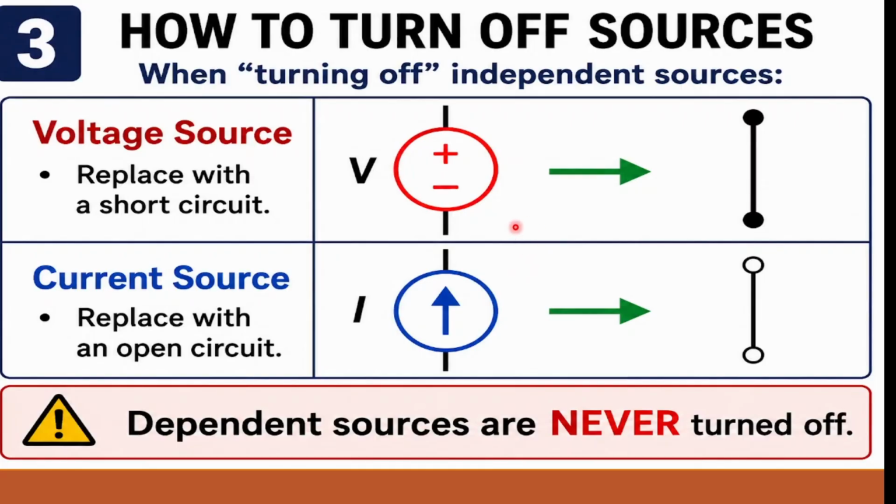And for you to understand, independent sources are sources that do not depend on any other component in the circuit to be able to provide voltage or current, whereas a dependent source depends on another voltage or current in order to be able to provide voltage or current in the circuit. So when you see this round shape, this always represents an independent source. When you see a dependent source, it's going to be a diamond-like shape.